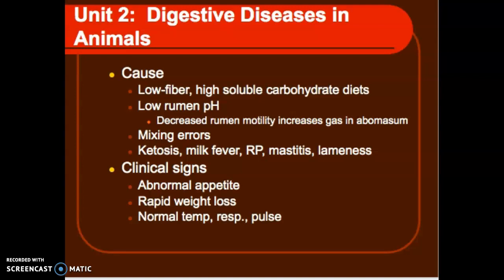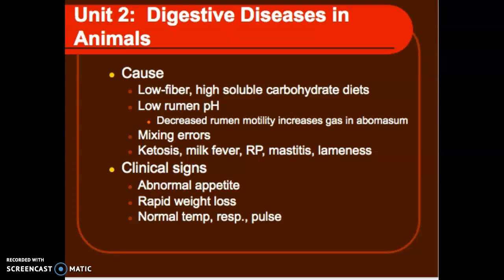It's oftentimes caused by a number of different things, whether it's low fiber, very high carbohydrate diets, or low rumen pH situations like we just talked about in acidosis. Maybe the folks out mixing feed made a distinct error and mixed a lot more grain or a lot less forage than they're supposed to. And then there are the associated problems that I just listed on the last slide.